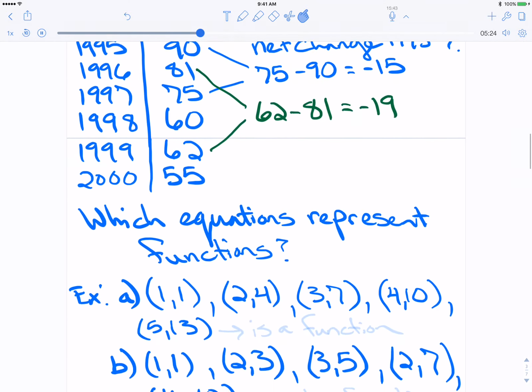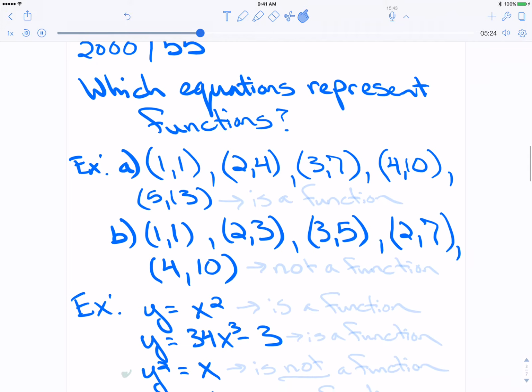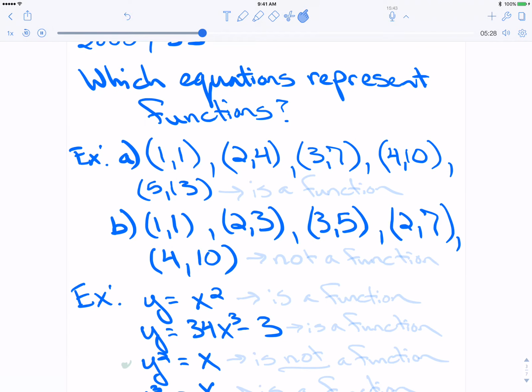The next thing to discuss is how you could determine if an equation represents a function. We talked about it for the data tables, right? If we saw any repeated values, we can extend that same concept to ordered pairs. If you have a set of ordered pairs and the x values, or rather the first entries of those ordered pairs, are not repeated, then it is a function. If they are repeated, it's not a function.